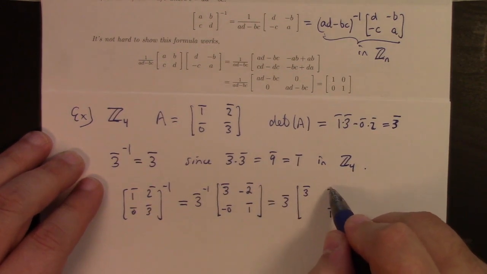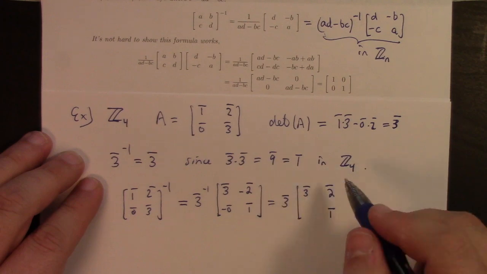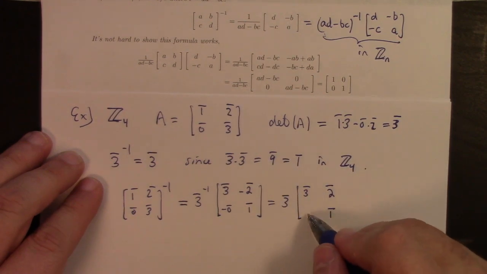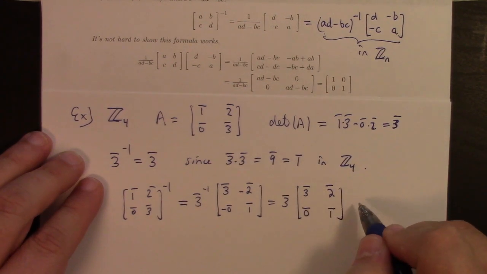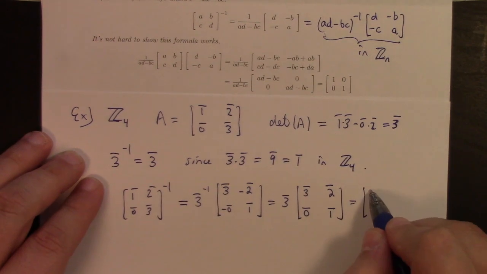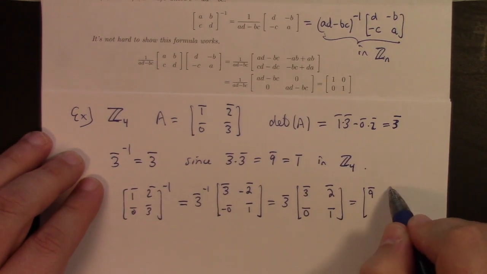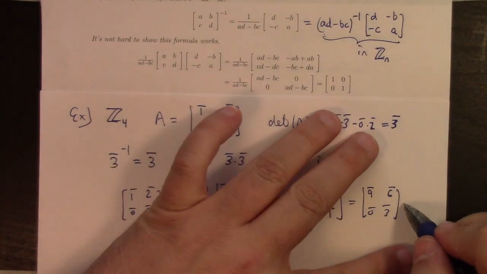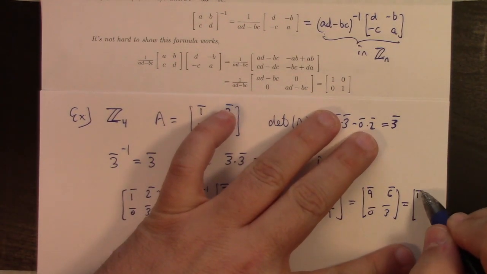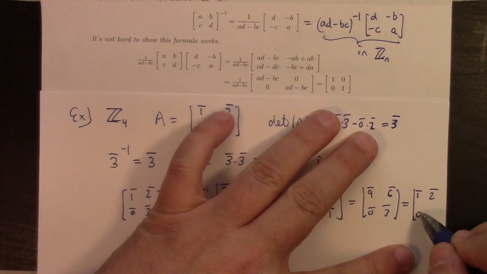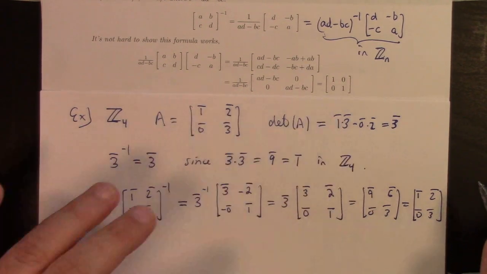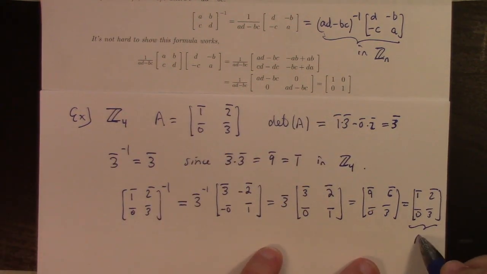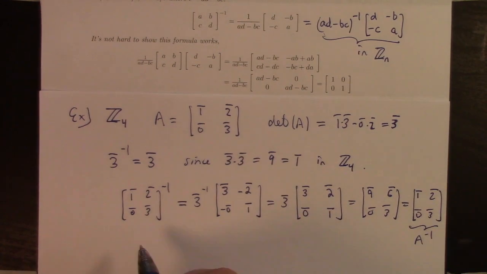Minus 2 is 2 in Z4, because if we add 4, we get 2. This is 0 bar, of course, and this gives me 9 bar, 6 bar, 0 bar, 3 bar scalar multiplying, which we can simplify to 1 bar, 2 bar, 0 bar, 3 bar. This is the alleged inverse of A. Let's see if it works.